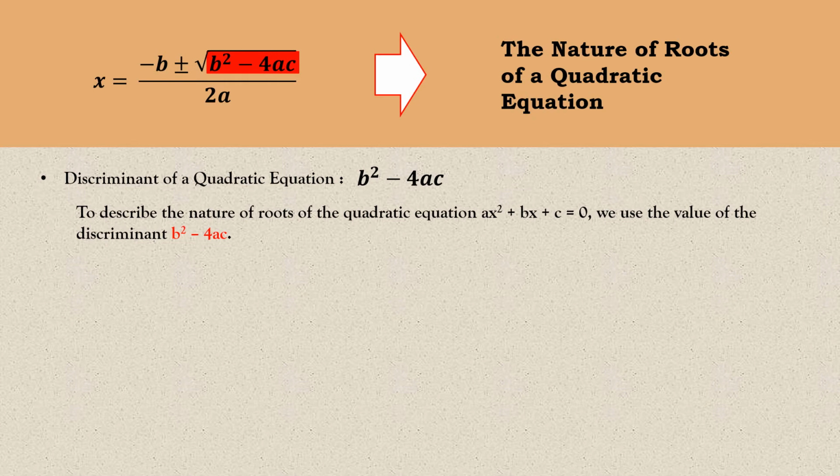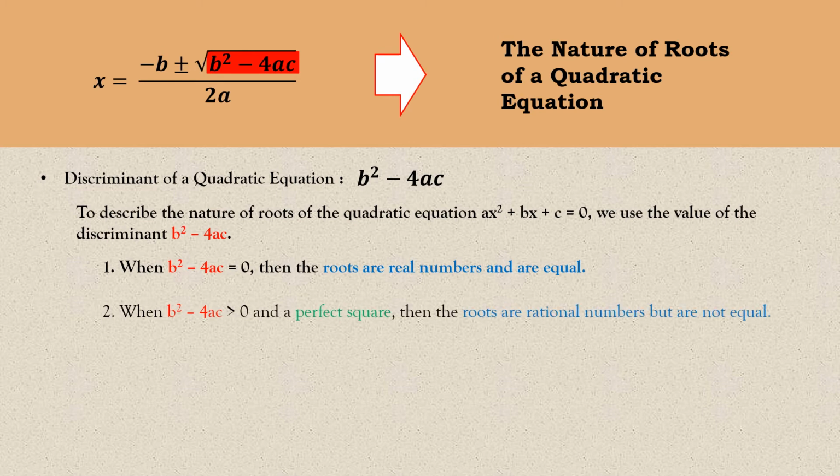Okay, so there are cases para ma-solve natin ang discriminant. First, when b squared minus 4ac or the discriminant is equal to 0, then the nature of the roots are real numbers and are equal. So kung equal to 0 ang imong discriminant, automatic ang nature ana is real numbers and are equal.